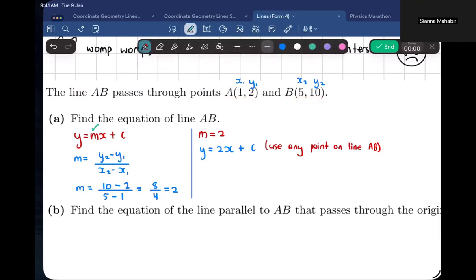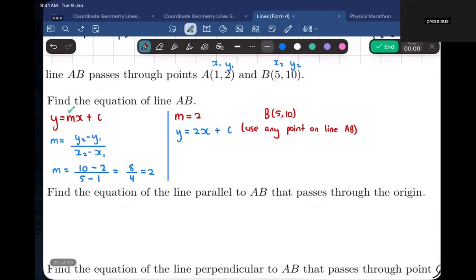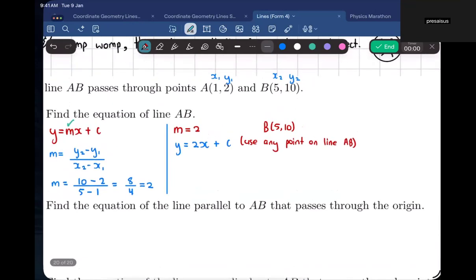5, 10. Okay. So Perseus, if we pick point B, which is 5, 10, right? So if we pick 5, 10, what is the next step, Perseus? Okay, so we plot that in. We put 10 equals... Right? So x is 5 and y is 10.